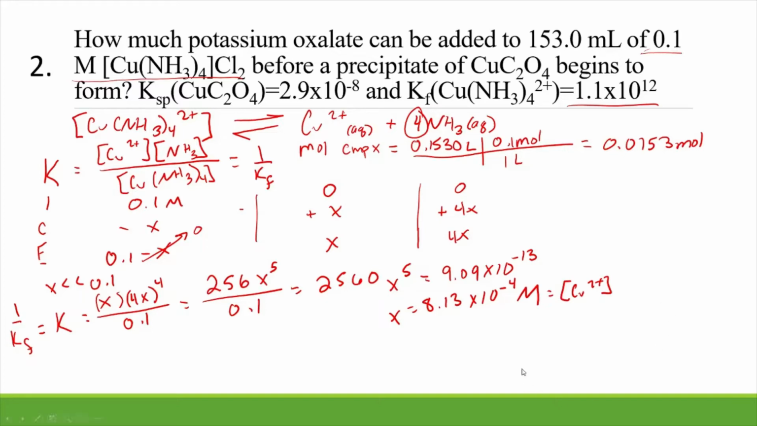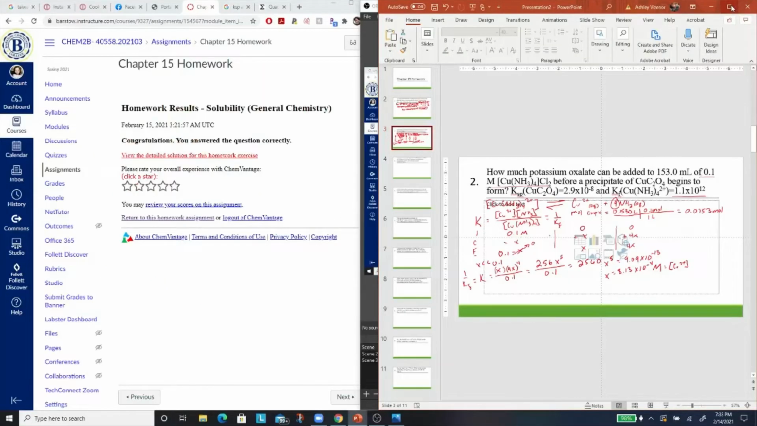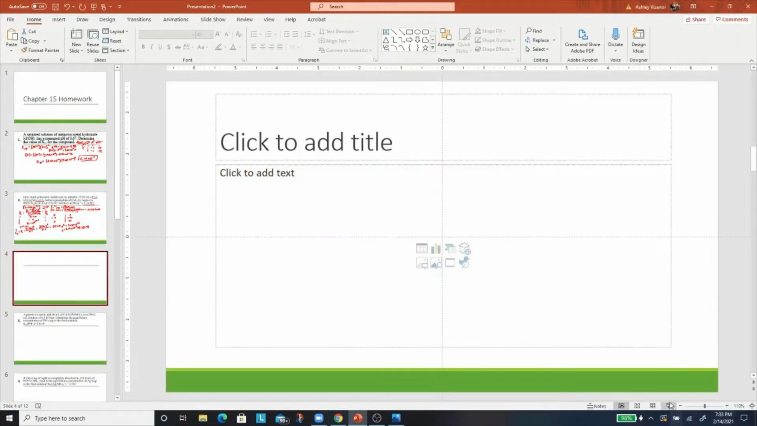Actually, I'm going to add a second slide, a blank slide, to continue this problem because it's kind of long and I don't want to erase things. So, new slide, resume.